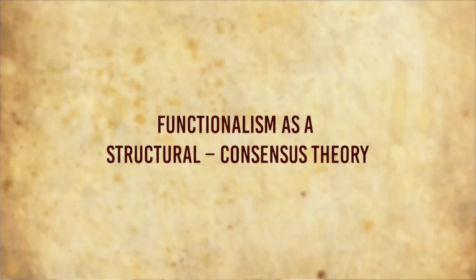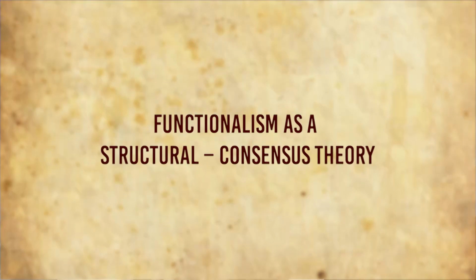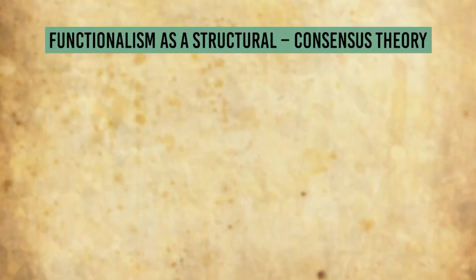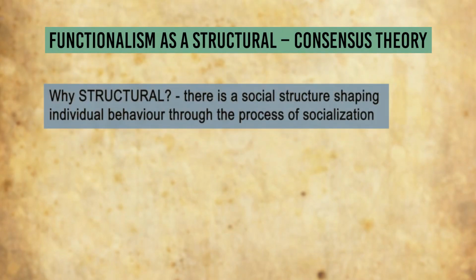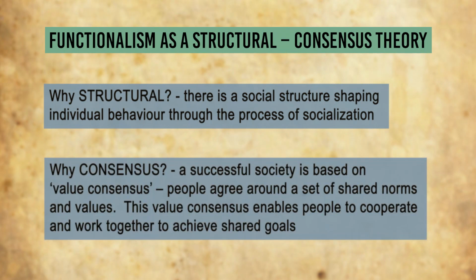Now, functionalism is also called a structural consensus theory. There are two parts, structural and consensus. Why structural? Because there is a social structure shaping individual behaviors through the process of socialization. Why is it called structural consensus theory? As we have already discussed, a successful society is obviously based on value consensus. People should agree to a certain set of shared values.